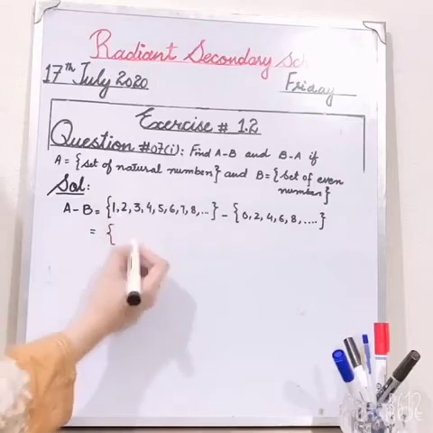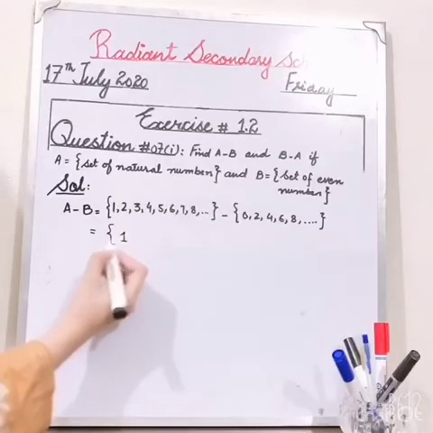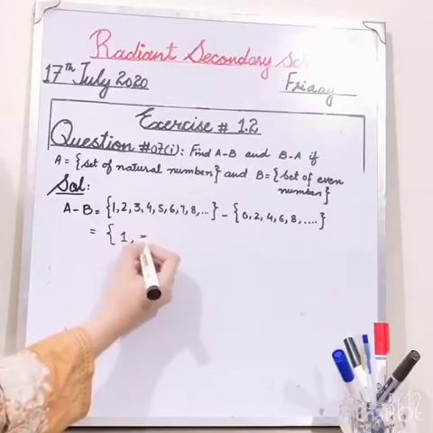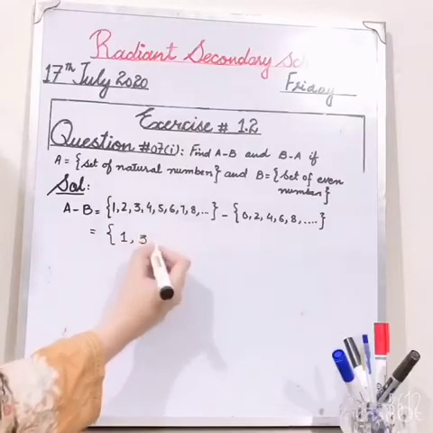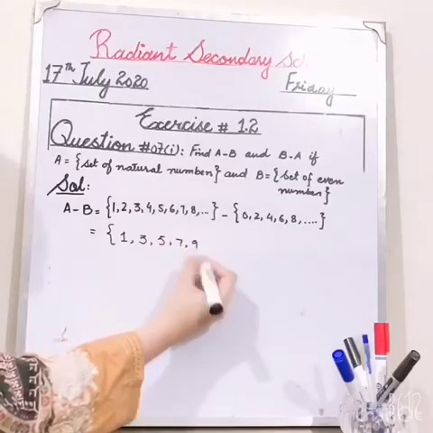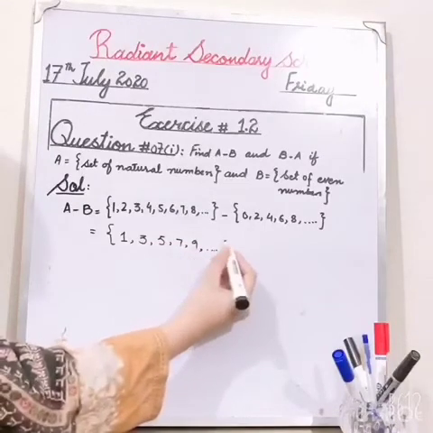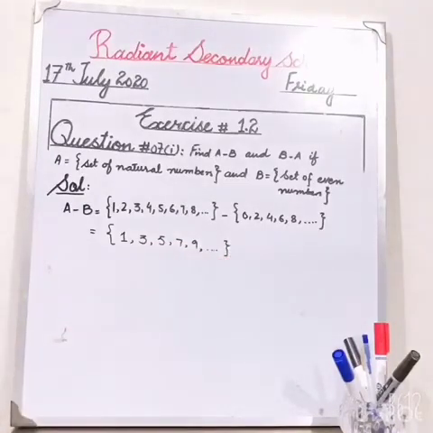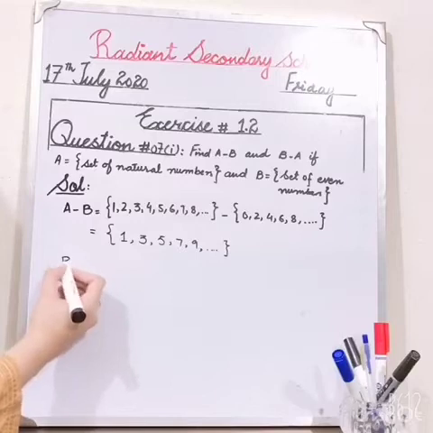For example, 1, 3, then 5, 7, 9, up to so on. These are those elements which are in the first set but not in the second set. So this is our answer of A minus B. Now you have to do B minus A.